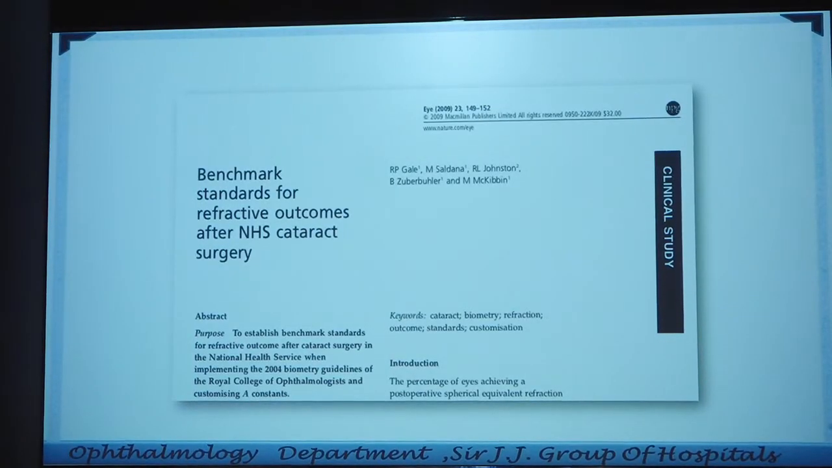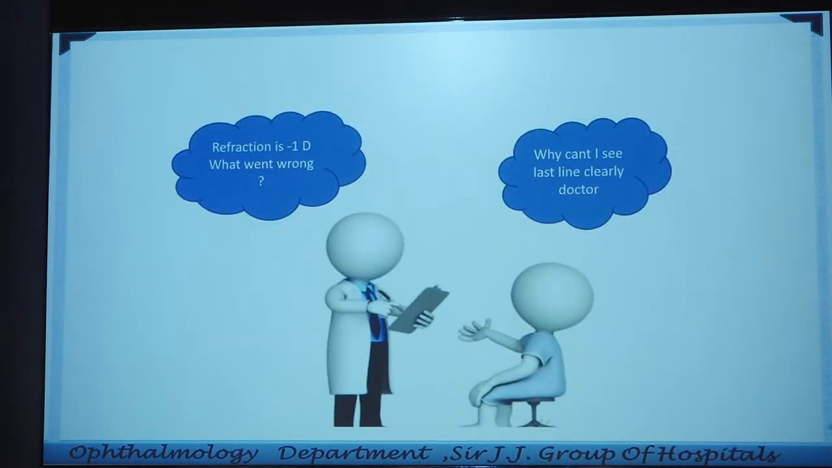Now here is the benchmark, the standard of refractive outcomes after cataract surgery. This is the benchmark, from a paper presentation, and in that you can see more than 90% of patients post-operatively are within plus or minus 1 diopter, more than 90%. So this you will have to avoid. How? Now the refraction is -1 diopter. What went wrong? Why can't I see the last line clearly, doctor?